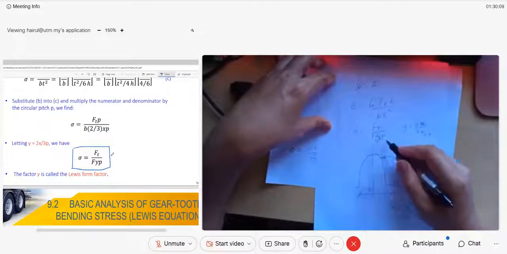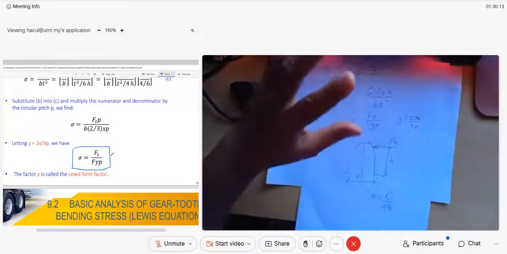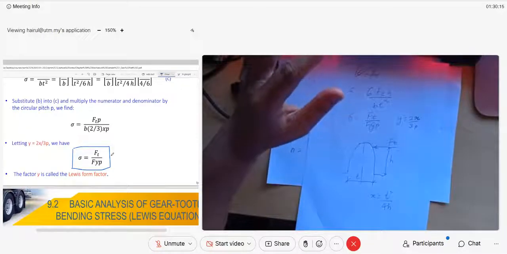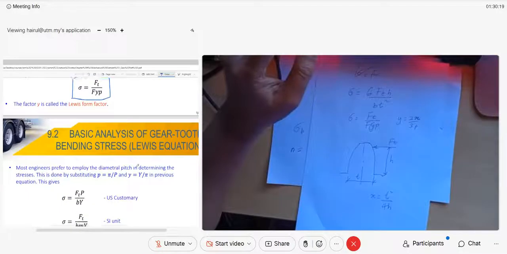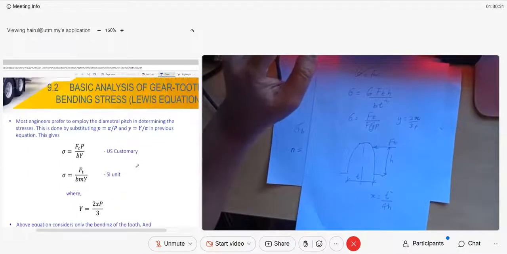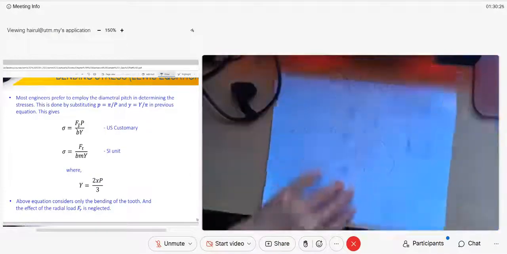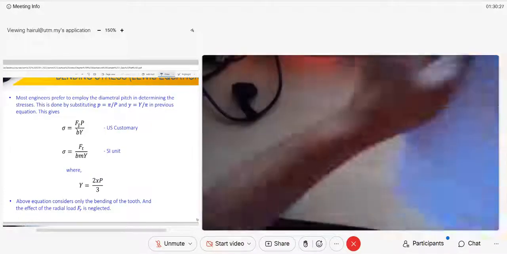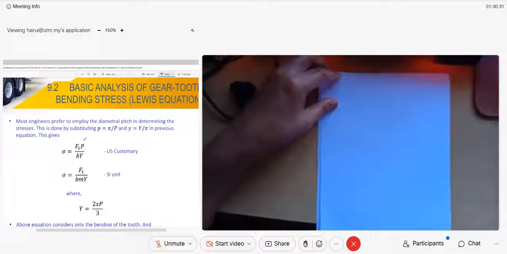Y is what we call the Lewis form factor. Y is 2x over 3p. So they simplify the equation to make it better, because they have a table where we know the Lewis form factor. If you look at this slide, we have sigma, and we have two parts. For English, this is the basic equation for bending stress on a gear tooth.